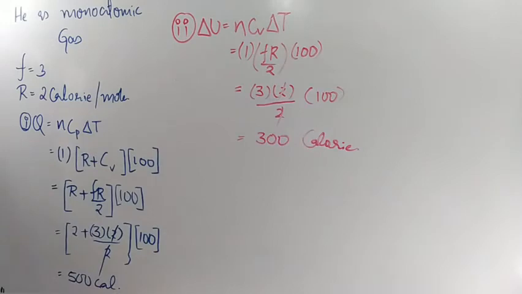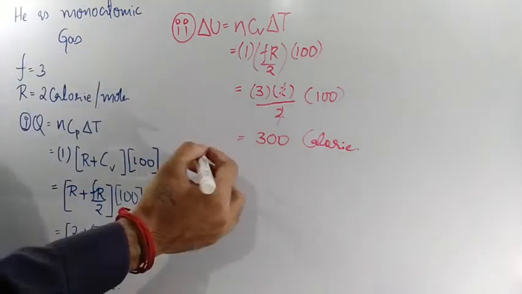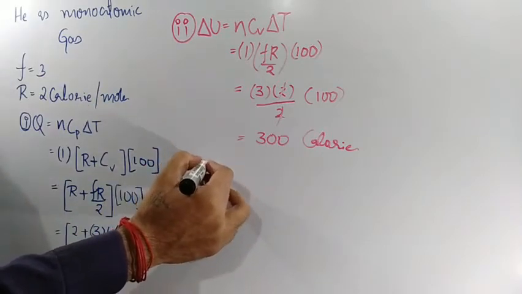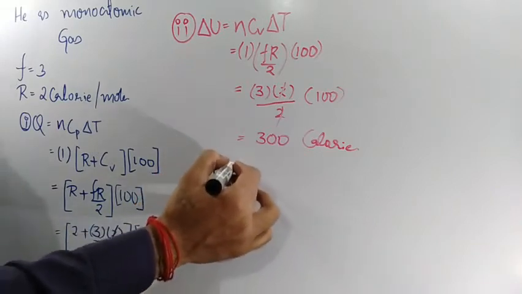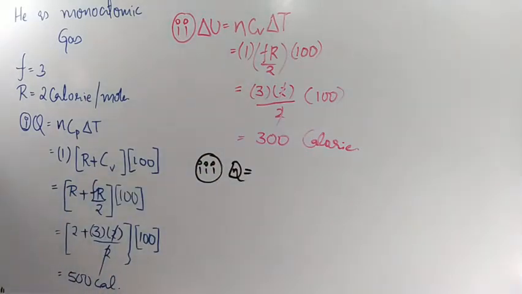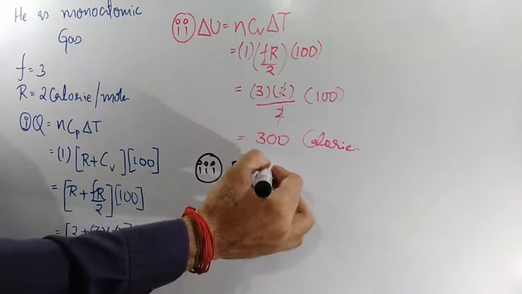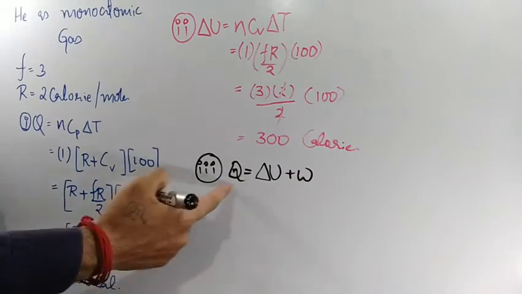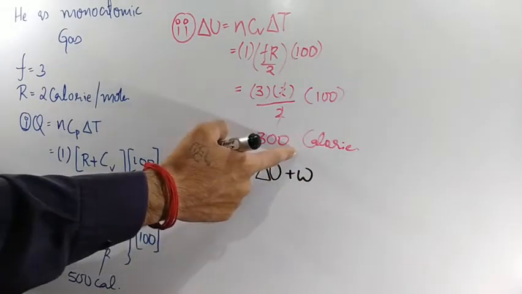Okay. So remember the values here. Q value we got 500. Delta U value 300. Next, work done we should have to calculate. What is the first law of thermodynamics? First law of thermodynamics states that amount of heat given to the system is equal to increase in its internal energy and external work done. That means delta Q is equal to delta U plus W. So you need W now. Q value you are having here. Delta U value here you are having.